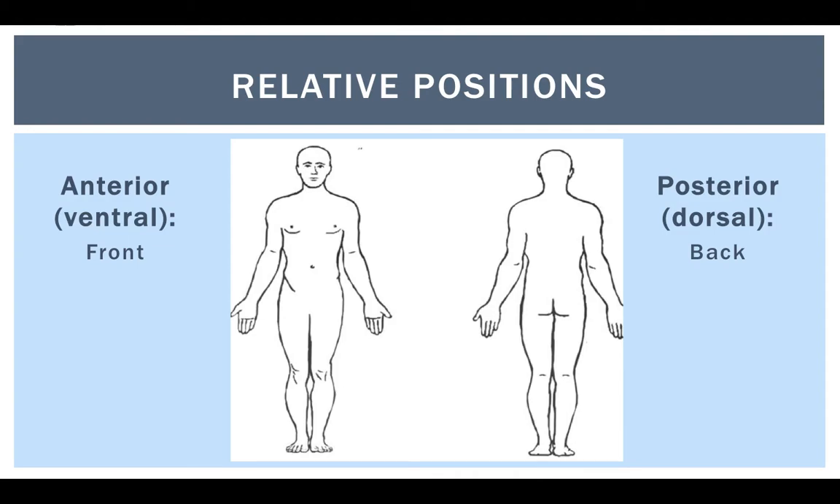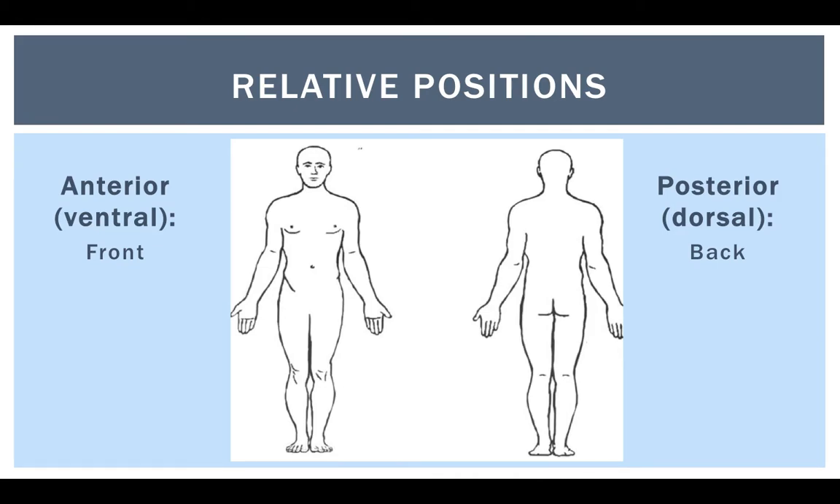Anterior means the front. Posterior means the back. And we don't just mean the back as in the body part of the back, we mean the back as in the whole back side of the body. The whole front side of the body is anterior. So you can have the anterior side of your head, which is your face, and the posterior side of your head. Most of us have hair there.